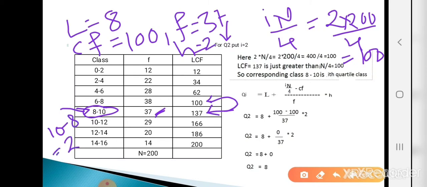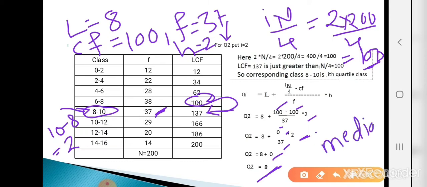Now just plug all the values in the formula. So Q2 is equal to L is 8, iN divided by 4 value is 100, then CF value is 100, F is 37 and h is 2, that is the class width. 100 minus 100 is 0. 0 divided by 37 is 0. 0 into 2 is 0. So 8 plus 0 is 8. So Q2 is equal to 8, and this Q2 is nothing but the median always.